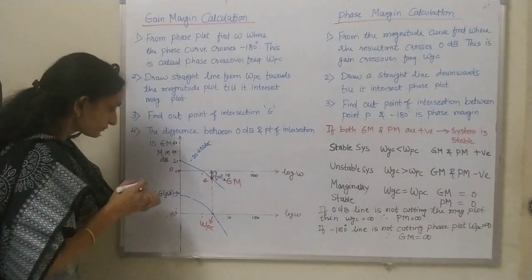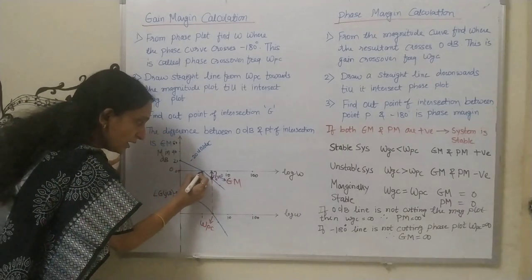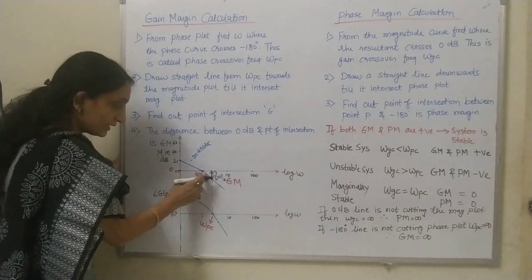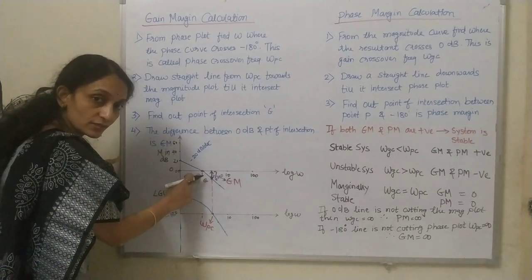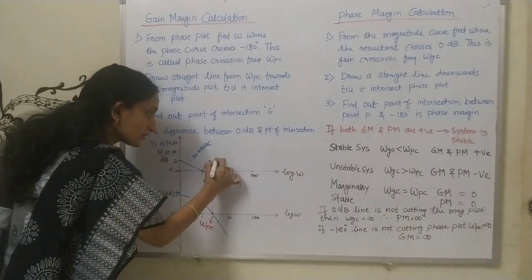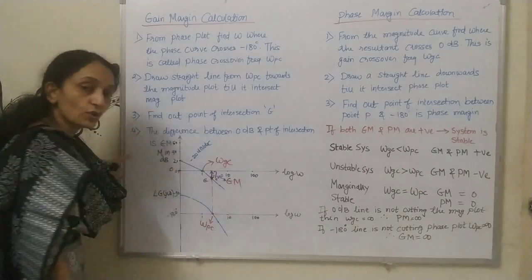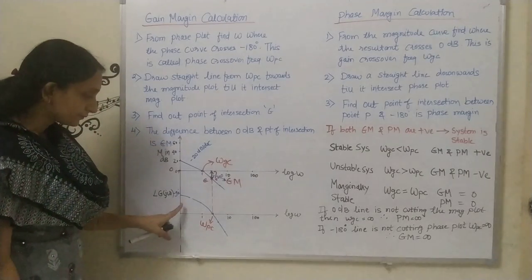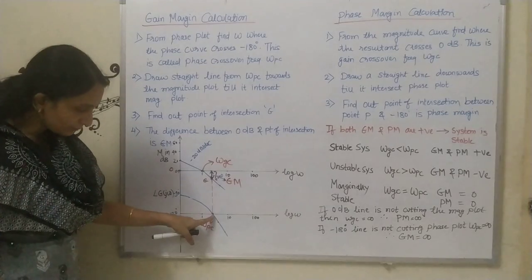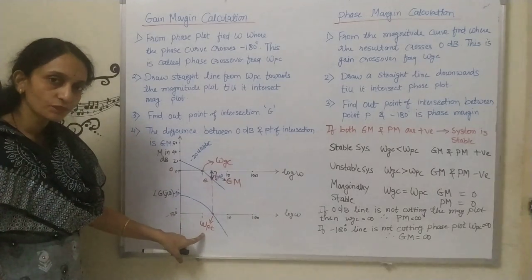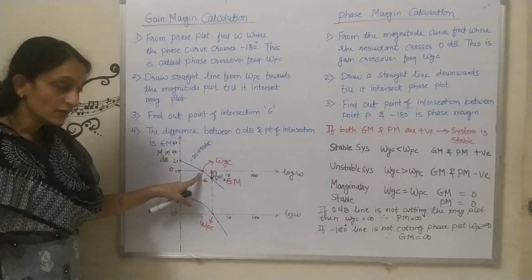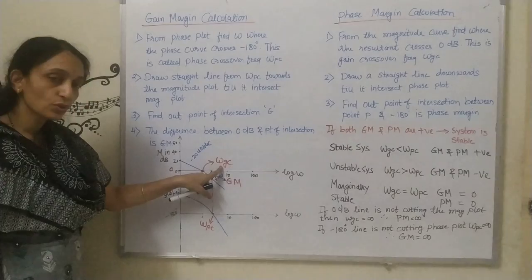Look at this. This is the magnitude plot, and this magnitude plot is intersecting this line at this frequency, or at this point. This point is called omega GC, that is the gain crossover frequency. Again I am repeating: when the phase plot is intersecting the minus 180 degree line, that point of intersection is called the phase crossover frequency. And when the magnitude plot is intersecting the 0 dB line, that point is called the gain crossover frequency.